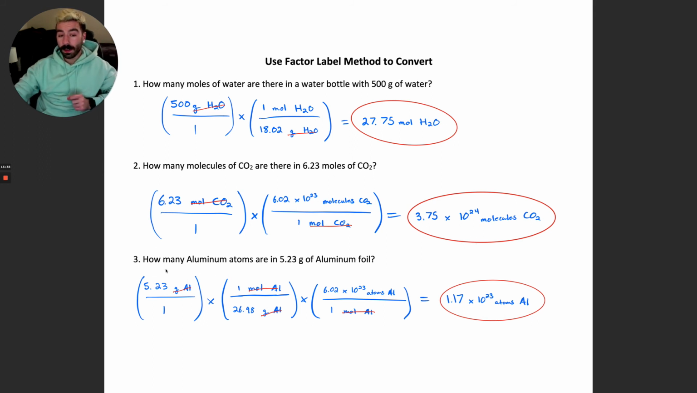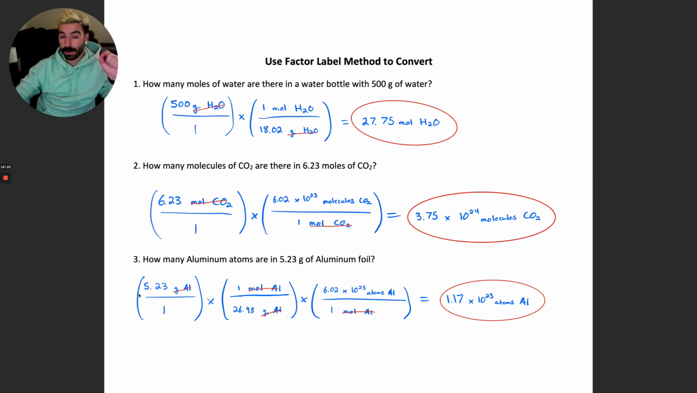So here, we want to know how many aluminum atoms are in 5.23 grams of aluminum foil. So I'm starting with the mass, 5.23 grams of aluminum over 1. Aluminum foil is just pure aluminum, hammered really thin or flattened. And I want to know how many aluminum atoms there are. I have no way to convert directly from grams to atoms, but I can go through moles.